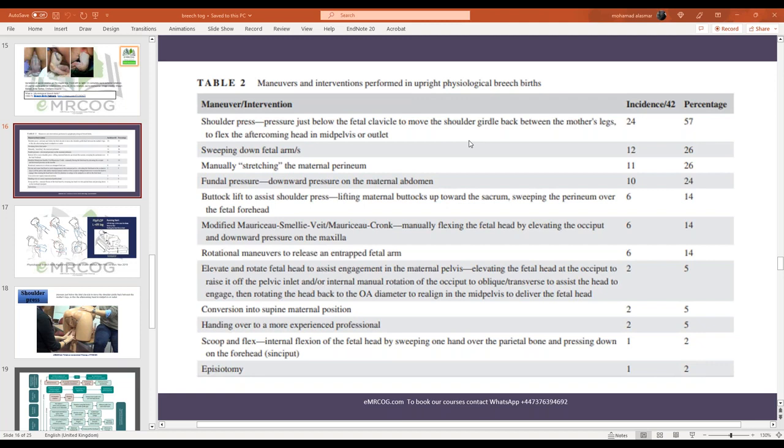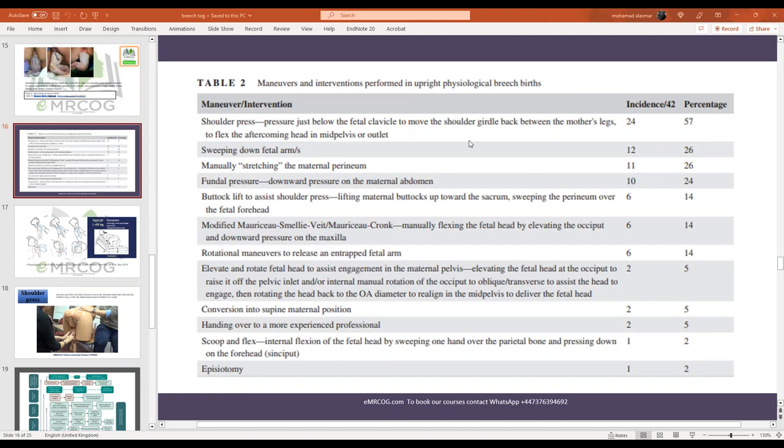And fundal pressure, this is one of the maneuvers they have done. Buttock lift to assist the shoulder press. So the buttock lift is lifting the maternal buttock. Here we are moving the mother, lifting the maternal buttocks up towards the sacrum and sweeping the perineum over the fetal head, forehead.